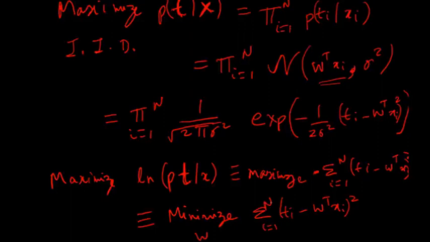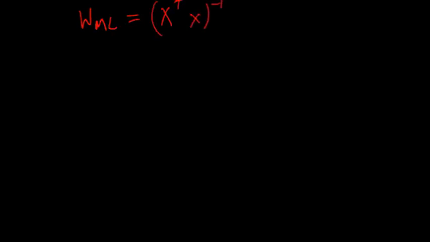So now let's call this the loss function, loss of w for any w, and if we take its derivative with respect to w and set it to 0, what we will get is the maximum likelihood estimate of w, and that will be precisely x transpose x inverse, times x transpose times the t vector. This is the t vector.